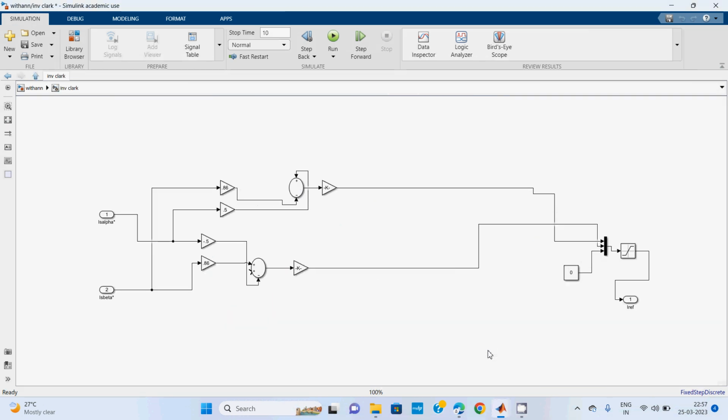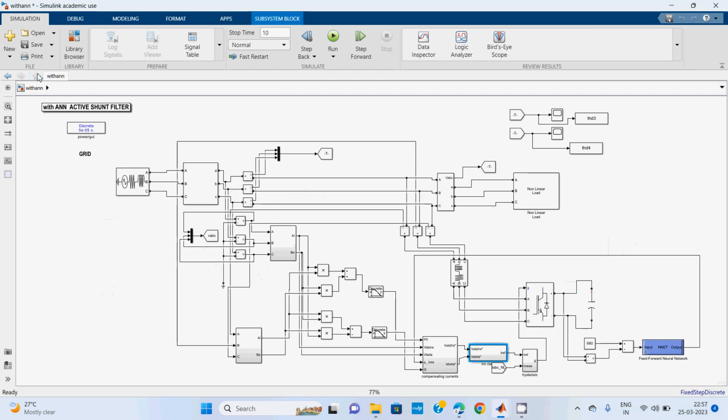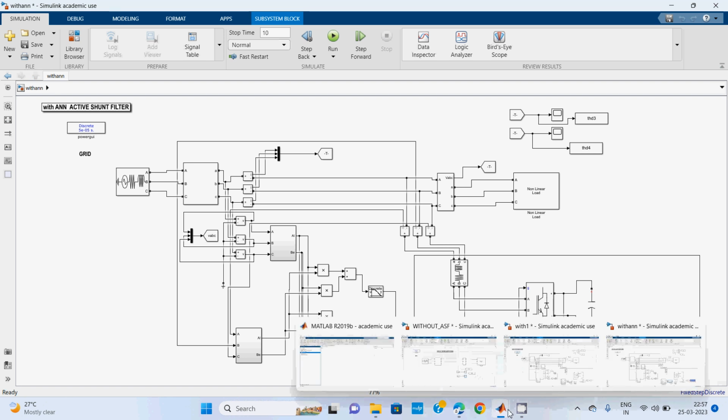So this is the major thing regarding the reduction of harmonics by using the shunt active power filter.